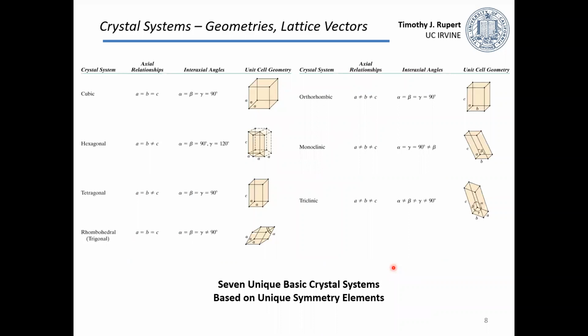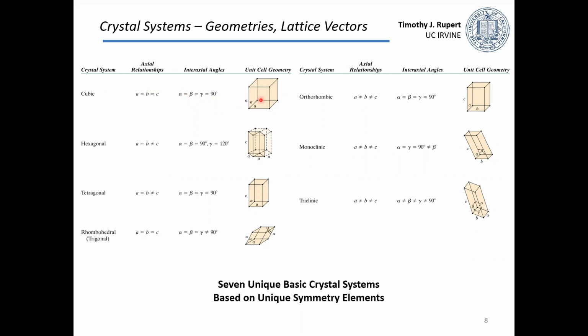So you can actually go through and find that there are 7 basic crystal structures that we come to by looking at unique symmetry elements. And this little table shows each of those. So on the top left is the most symmetric one. All the lengths of the box are the same, all the angles are the same and equal to 90.